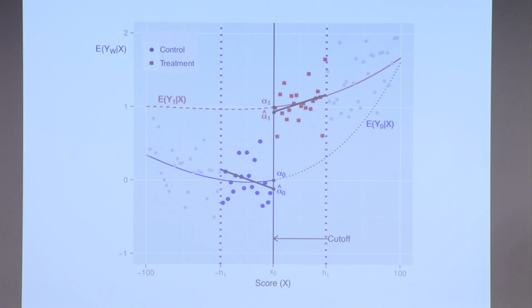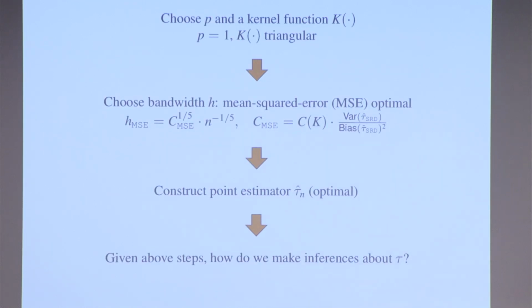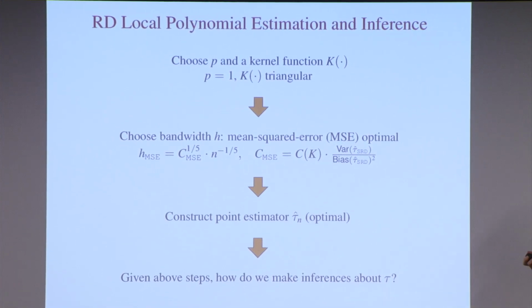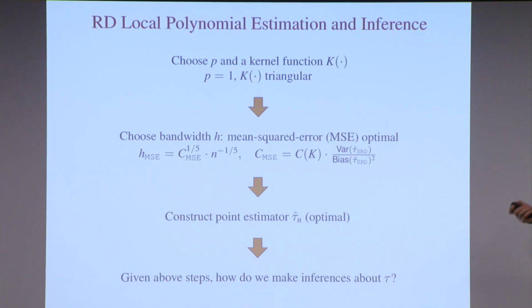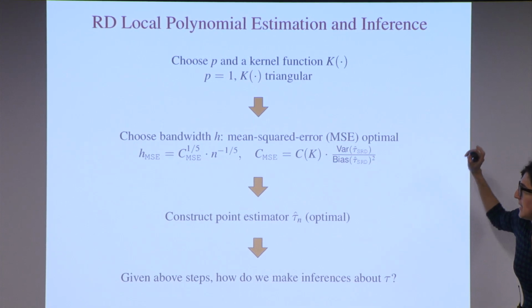So the question that we have studied is, given these steps, how are we going to make inference about this parameter? So the steps are as follows. You choose an order of the polynomial. In the example I just showed you, it was linear, just a linear function. And then we typically choose a kernel function to weight observations, though you could choose not to weigh. And then given that order of the polynomial, we choose a bandwidth.